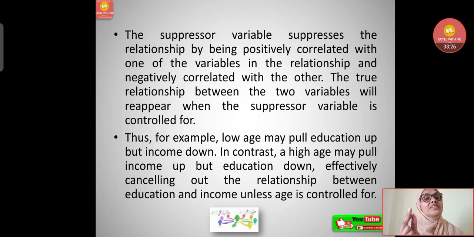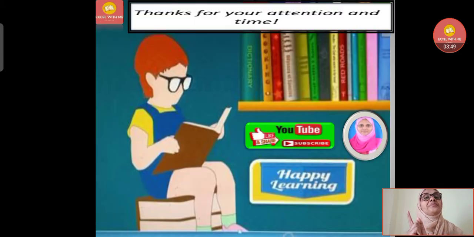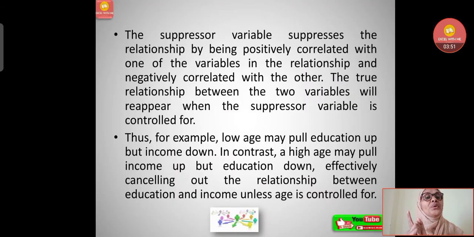Thus, for example, low age may pull education up but income down. In contrast, a high age may pull income up but education down, effectively cancelling out the relationship between education and income unless age is controlled. I hope you understood the example. Let me once again explain this properly.